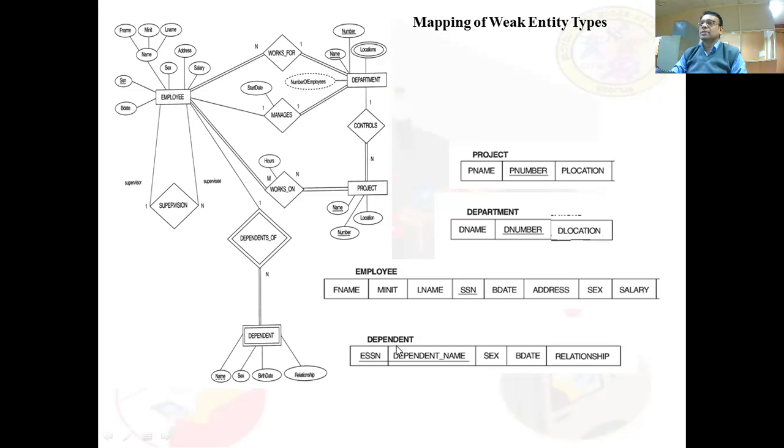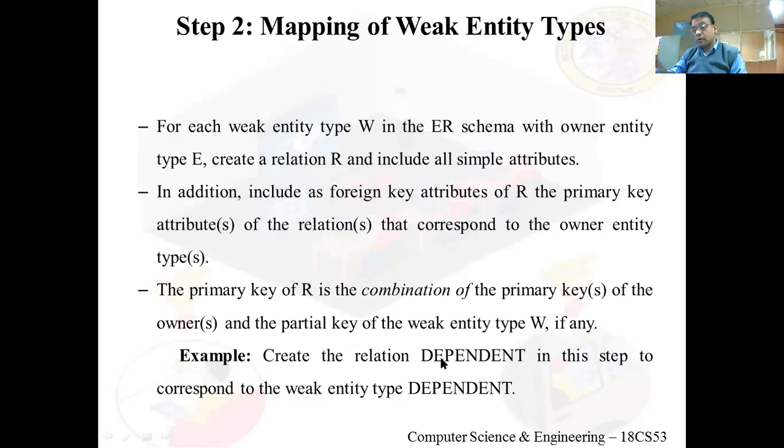So this is the second step. It talks about identification of weak entity types and then addition of the primary key of the owner entity in the weak entity type. So we have identified the weak entity, created a new relation, and then added the primary key of the owner entity and the partial key of the weak entity, and we made it a composite primary key. So the primary key of R is a combination of the primary key of the owner and the partial key of the weak entity. So that's about step 2.